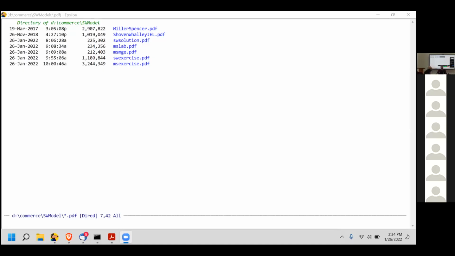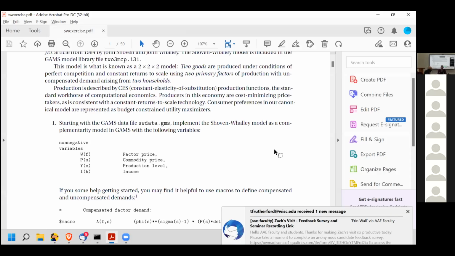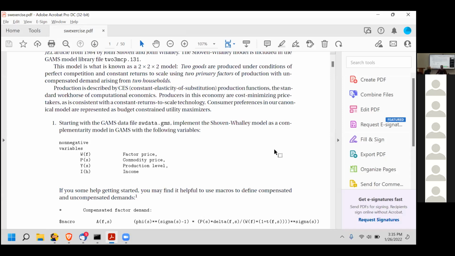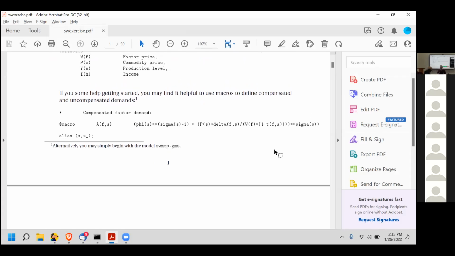And what I'm gonna do here is just jump to the RA level stuff, which is we had the starting GAMS SW data: implement the Chauvin-Wallace complementarity problem model in GAMS with the following variables. And I give you the macros, and then I have a footnote that says, alternatively, just begin with SWMCP. So I'm just going to begin with that file. Let's first go and look at SWMCP, what the model looks like.